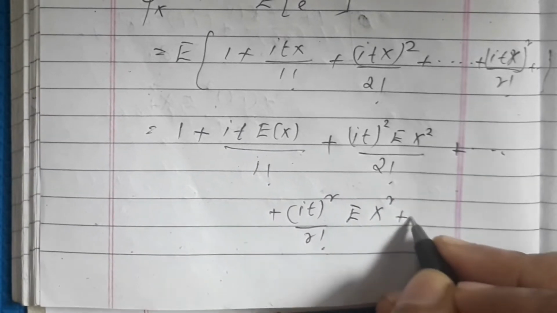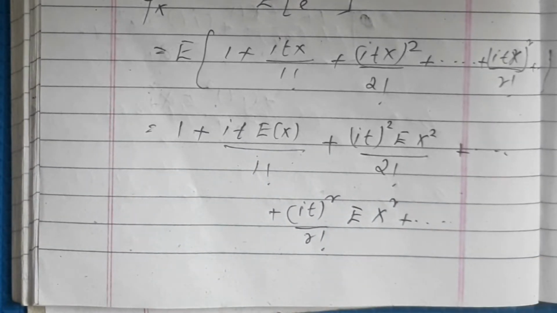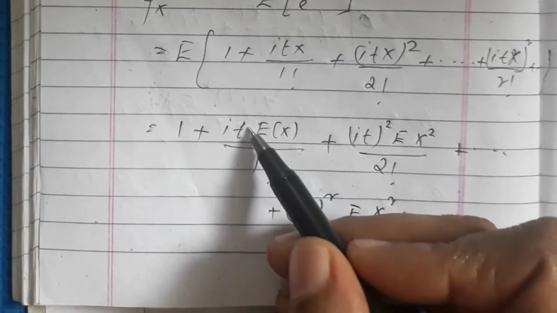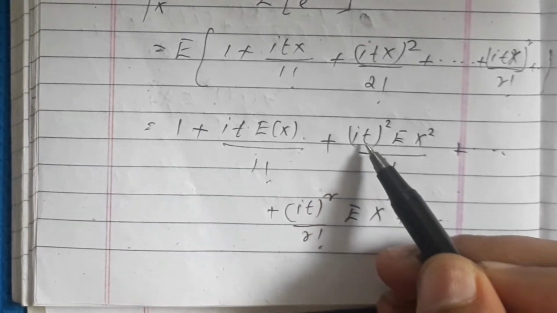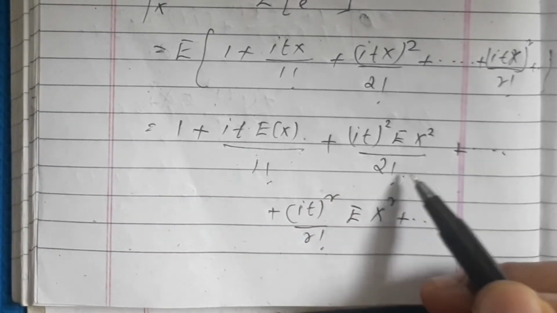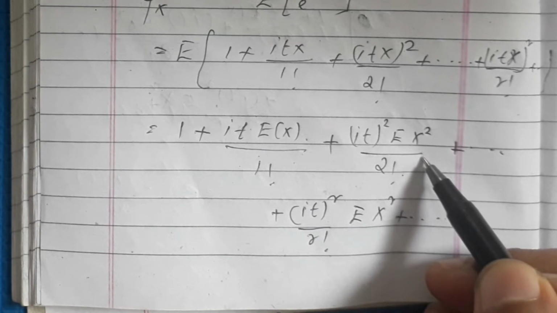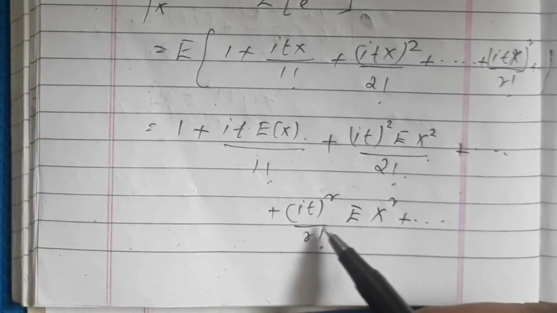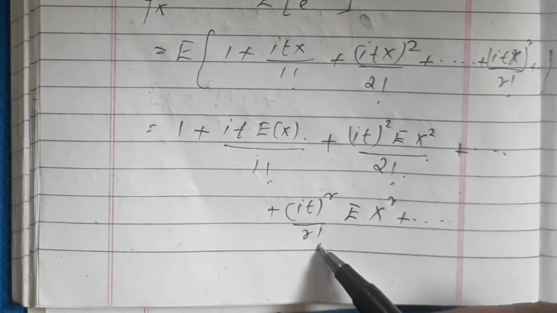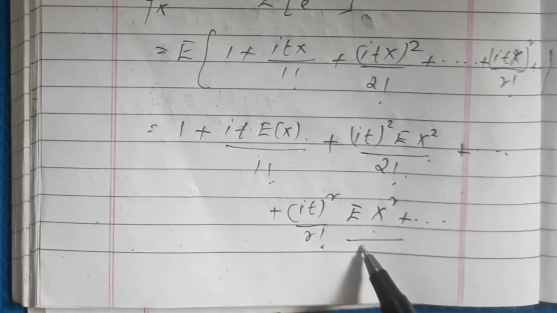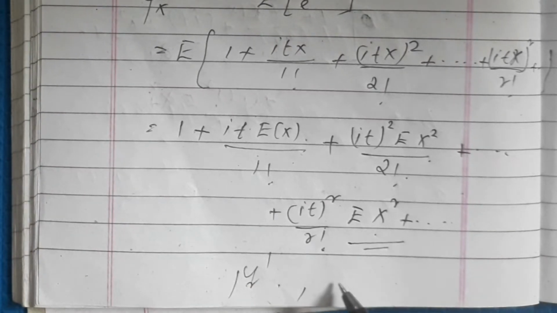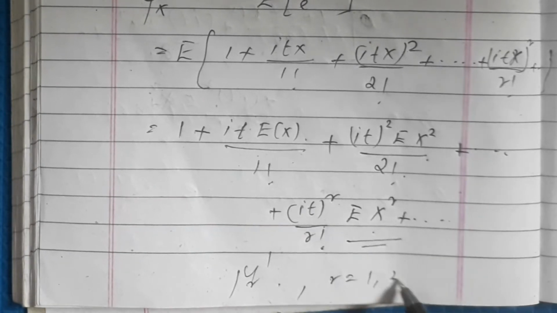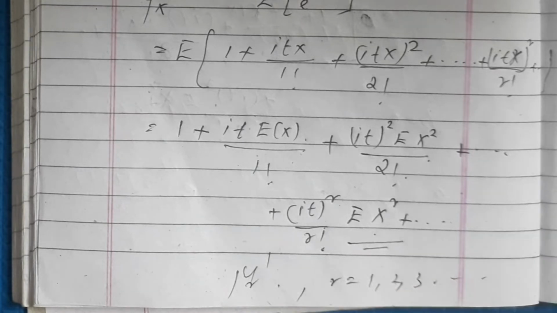So we can see that the coefficient of it by 1 factorial is expectation of x. Coefficient of it whole square by 2 factorial is expectation of x square. Similarly, the coefficient of it raised to r by r factorial is expectation of x raised to r, or mu r dash. So we can find the raw moments for r equal to 1, 2, 3 etc. like this. Okay.